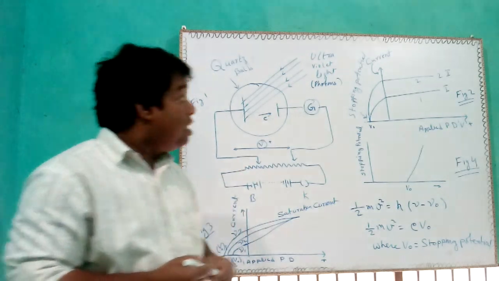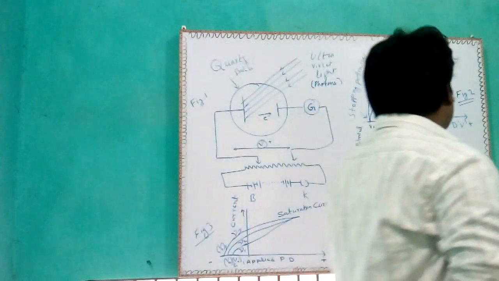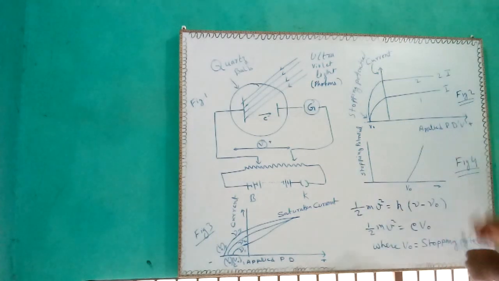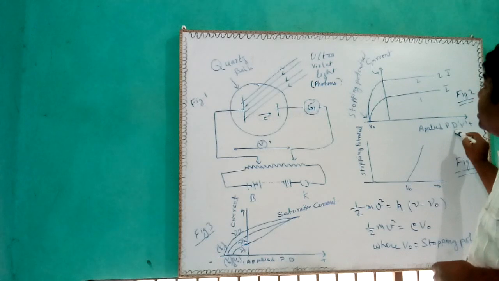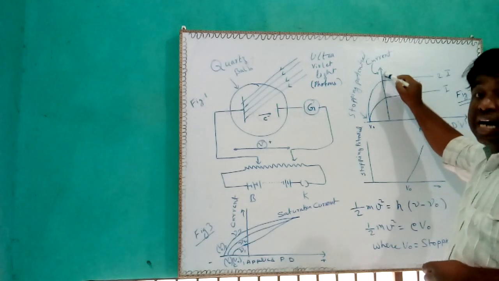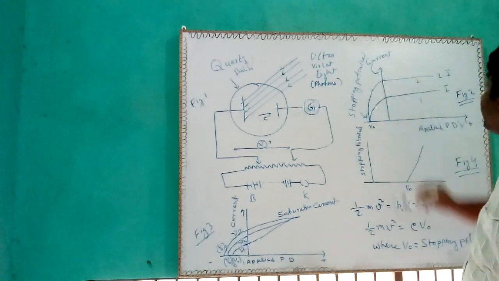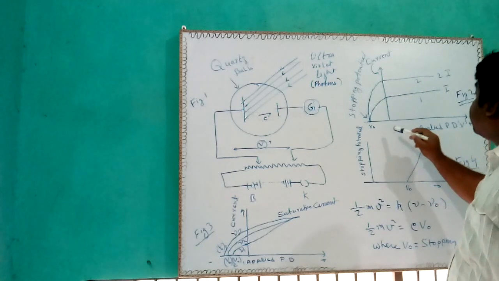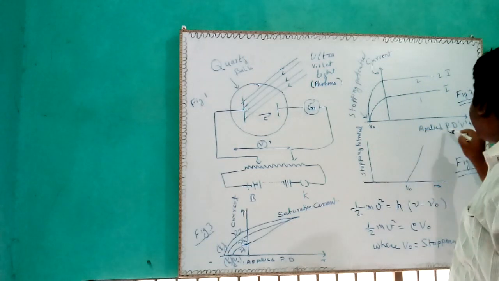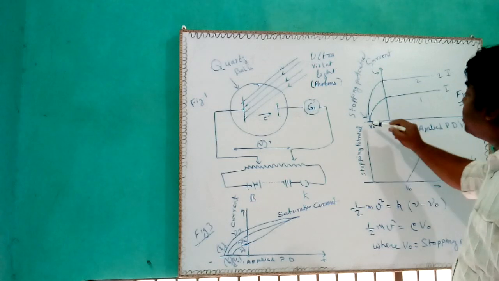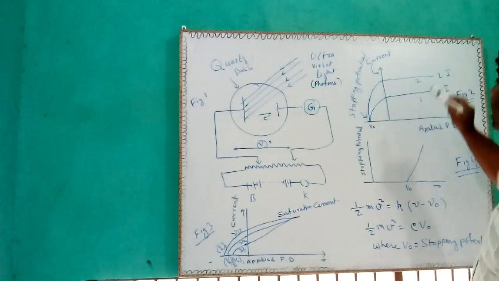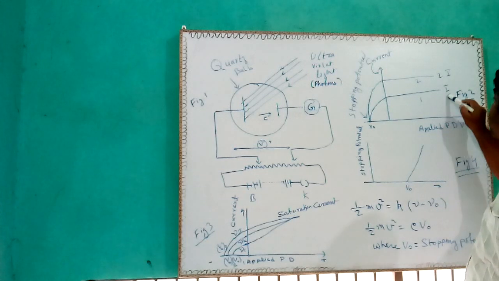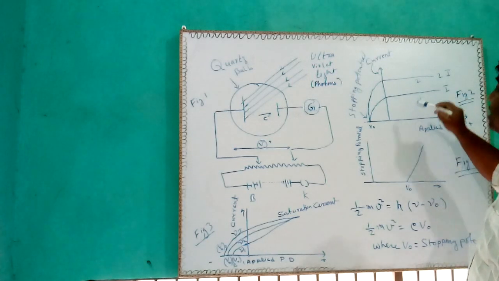Now, if I look at my second figure, I have given on the x-axis the applied potential difference, and on the y-axis I am measuring the current. What I am seeing is that as I apply potential, a very small amount of current starts flowing, and that flow of current is given by curve number 1.